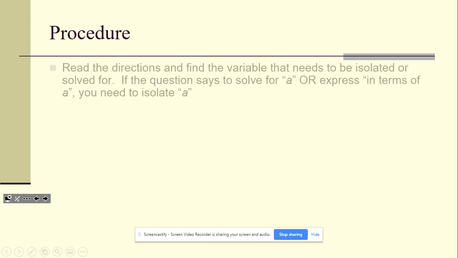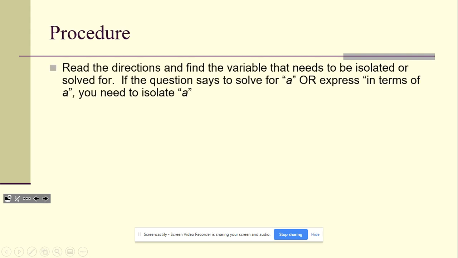So the procedure for doing these particular types of problems is to read the directions and find the variable that needs to be isolated or solved for. In other words, if your question says to solve for A or express in terms of A, then A is the variable that you will need to isolate. From there, plug in any numbers you're given to find any other values that need to be had.